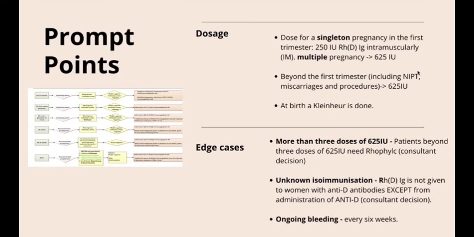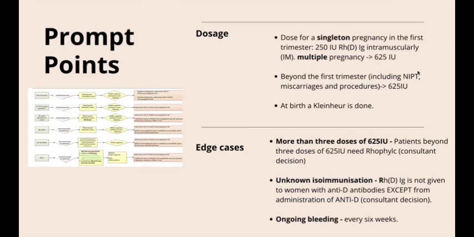So what has PROMPT said about this? Well, PROMPT says that the guidelines are that you need to give 250 units intramuscularly for a singleton pregnancy in the first trimester. And if it's a multiple pregnancy, twins, triplets, etc., you need to give 625 international units. Beyond the first trimester, you still give 625 units, and at birth, a Kleihauer is done to see if there is any more requirement for anti-D.